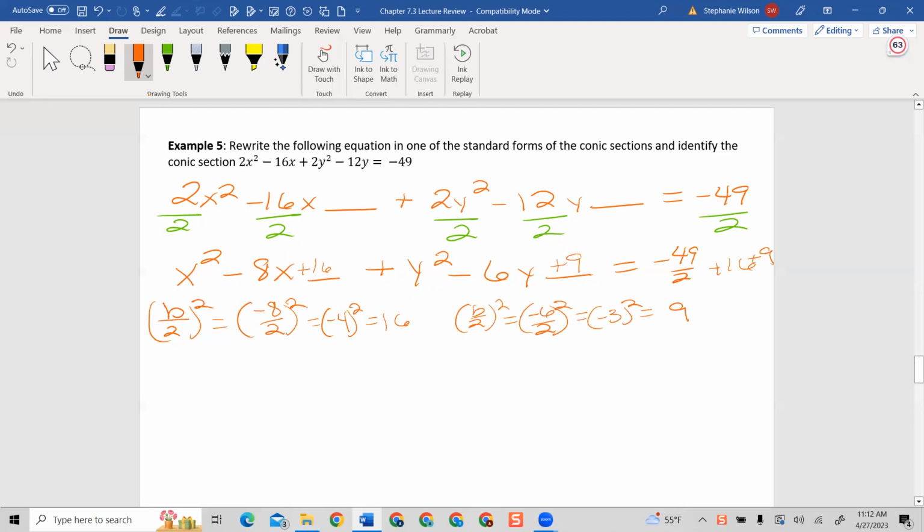All right, so now let's do this. I got negative 49 over 2 plus the 16 plus 9. So I clean that equal side up here. It's a half. I'm going to write it in perfect squares, yes.